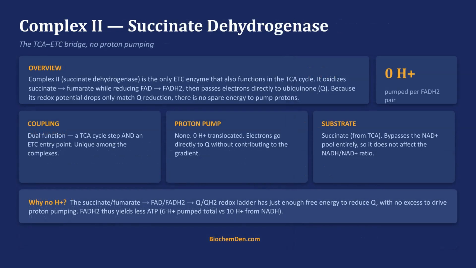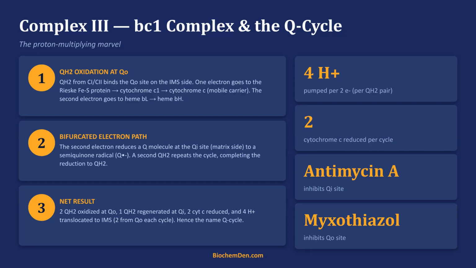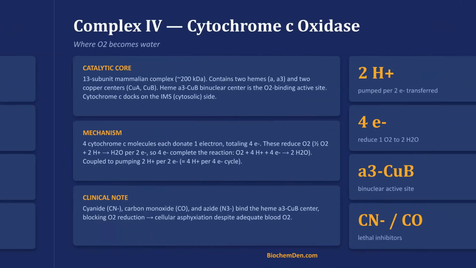Complex 2 acts as a bridge between the TCA cycle and the electron transport chain. Since it doesn't pump protons, it yields less ATP than NADH-driven entry points. Complex 3 facilitates the Q cycle, a complex mechanism where a bifurcated electron path ensures that protons are pumped into the intermembrane space while regenerating complex IV.